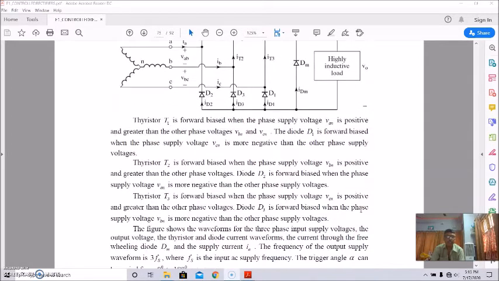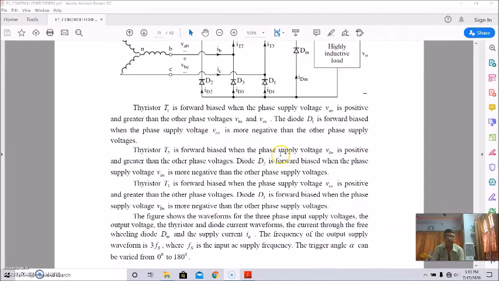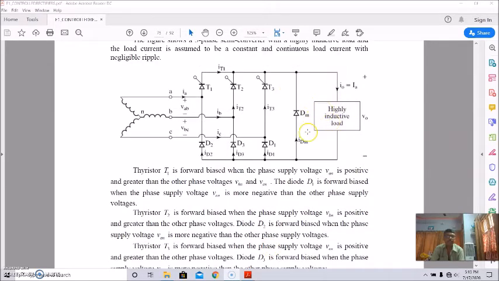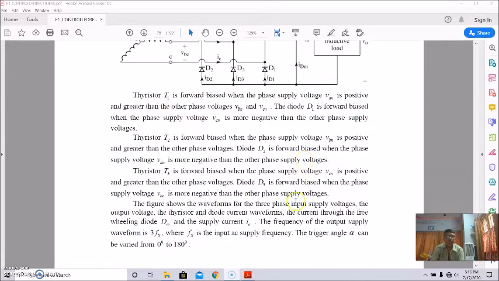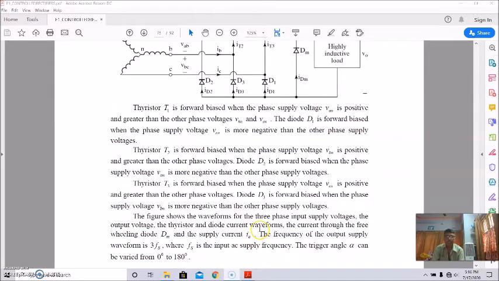This figure shows the waveforms for the three-phase input supply voltage, the output voltage, the thyristor and diode current waveforms, the current through the freewheeling diode DM, and the supply current IA for phase A. The frequency of the output waveforms is three times the supply frequency, 3fs, where fs is the input AC supply frequency, and the trigger angle alpha can be varied from 0 to 180 degrees.